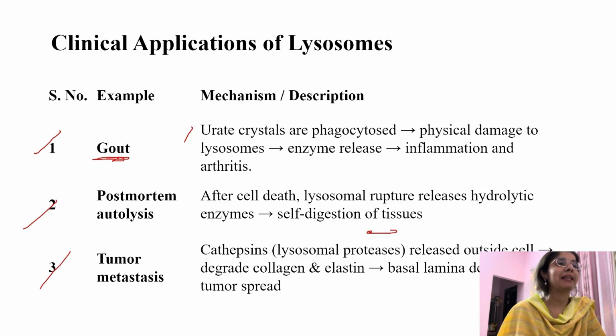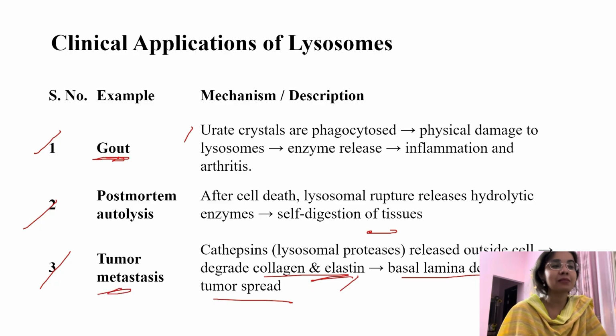Thirdly, we have tumor metastasis. Cathepsins, these are lysosomal proteases. They are released outside the cell. They degrade collagen and elastin, which are the connective tissues. So it results in basal lamina destruction. As a result, the tumor spreads. So this is what is called tumor metastasis.